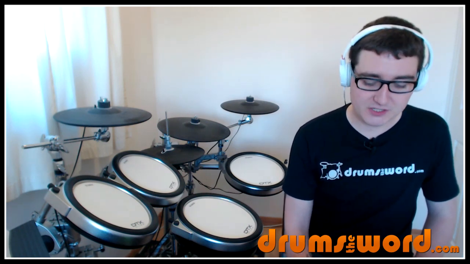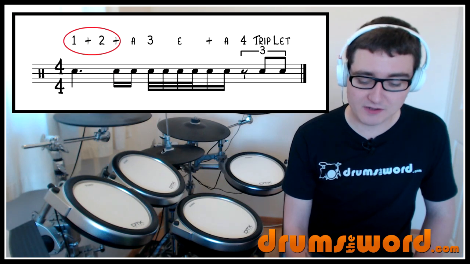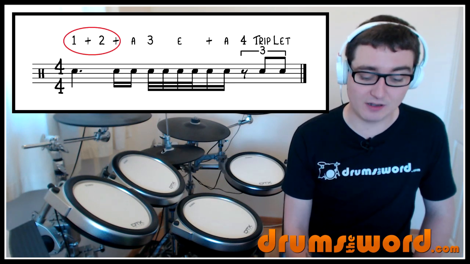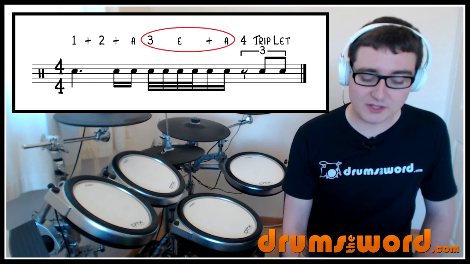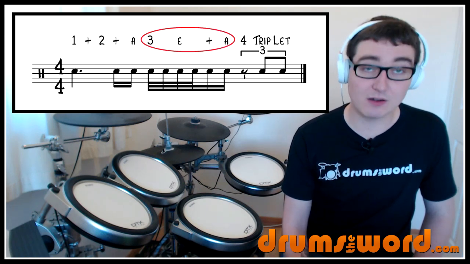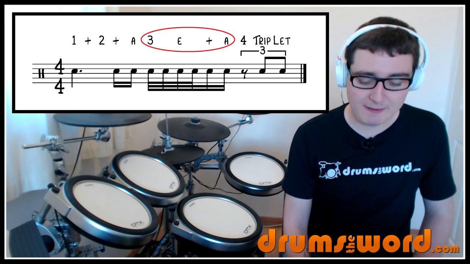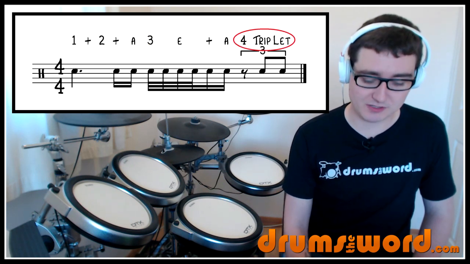So in this example, you can see that the first beat and a half is just counted in 8th notes. Then we count the A because a note is played on it. All of the 16th notes are counted in beat 3 because they're all played. And for beat 4, I change my counting to triplets.